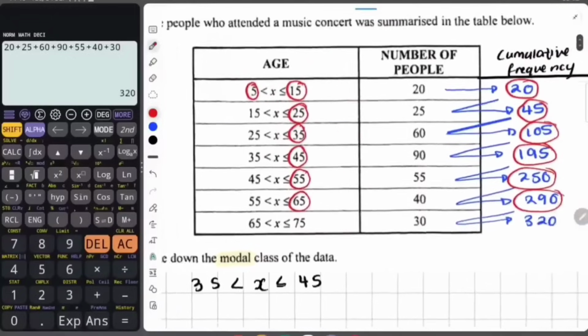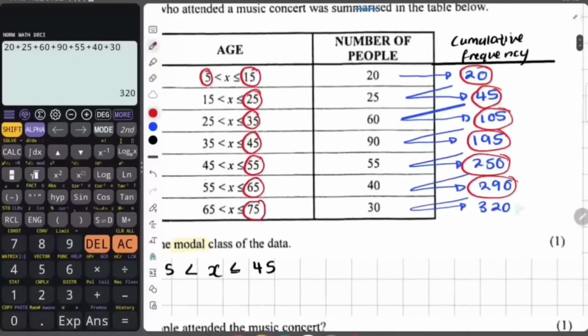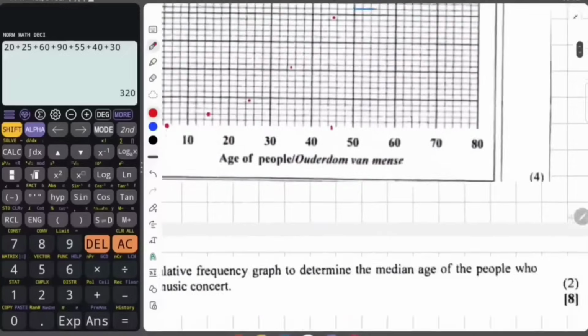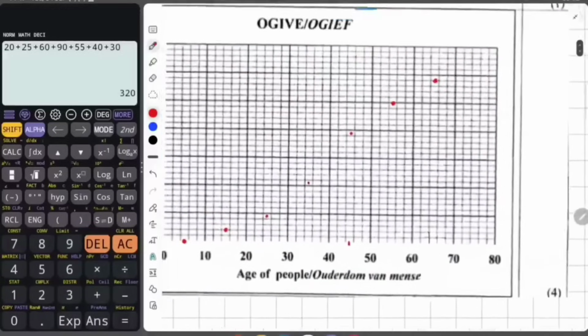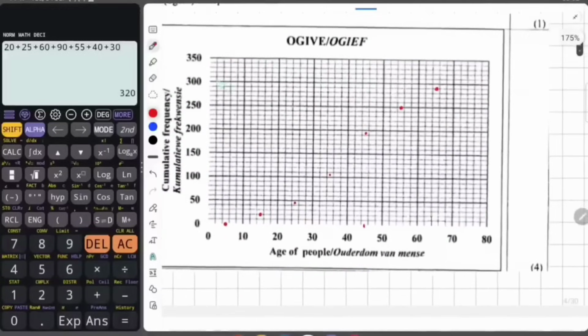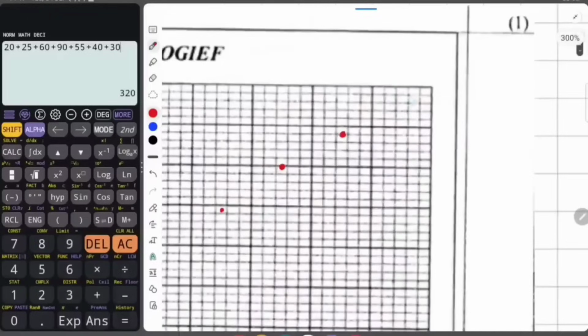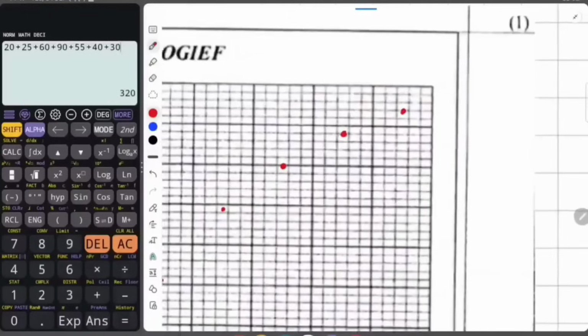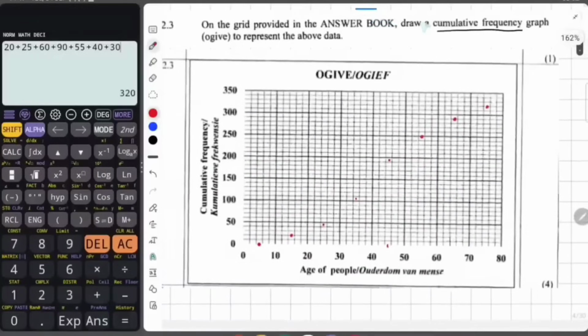And then the last one, which of course is 75 and 320. So 75 and 320. 75 in between, 320 would be just 10 over 300. So 2 lines up here and in between these two. So somewhere here on that dot on this line. Okay, so there is our ogive.